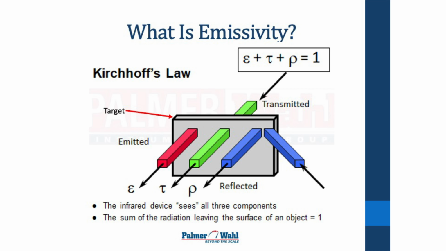So let's say the emissivity of this surface is 0.7. That means that red bar, the emitted energy, is 70% of the total energy coming off this. That reflected energy, the blue bar, could be 30%. We want to get rid of that.